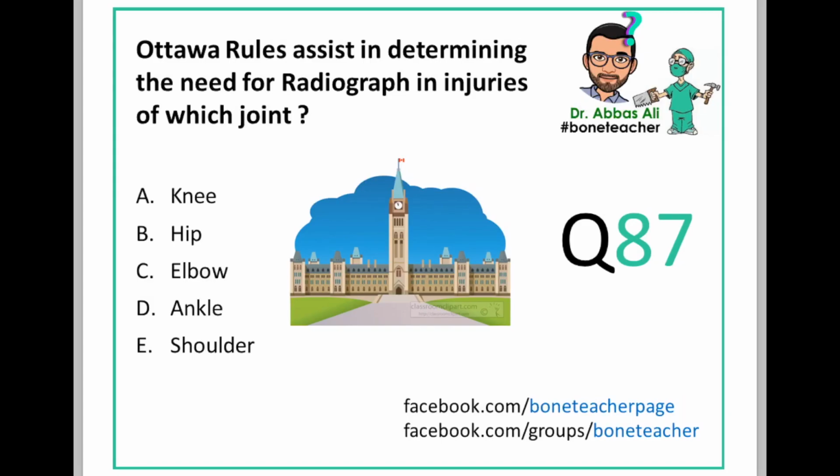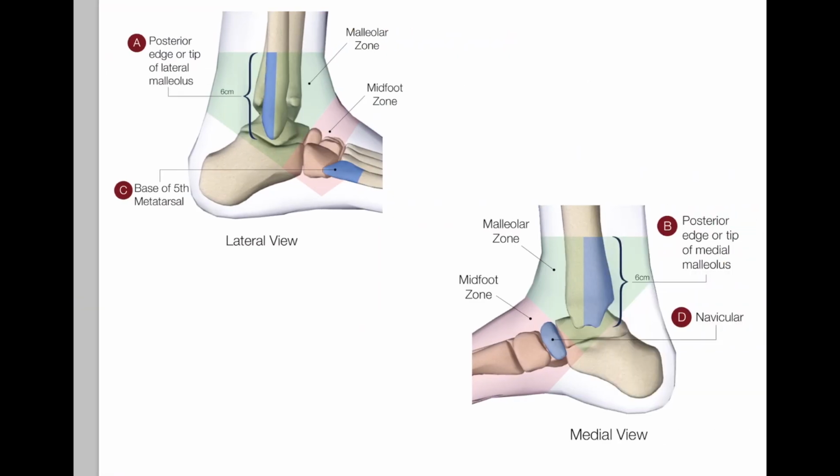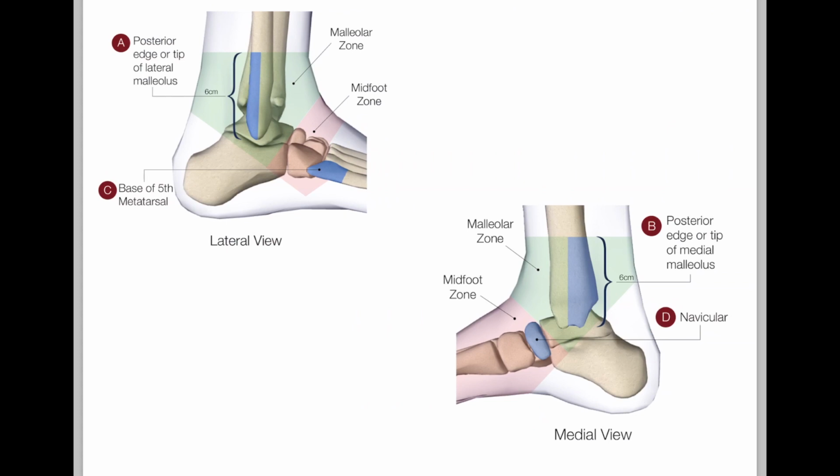Now coming to this MCQ, the MCQ asks, Ottawa rules assist in determining the need for radiograph in injuries of which joint? So you usually don't have any clue regarding this MCQ. So we'll understand what Ottawa rules are for. See, the Ottawa rules are basically for assessing whether the patient needs a diagnostic imaging for ankle or foot injuries.